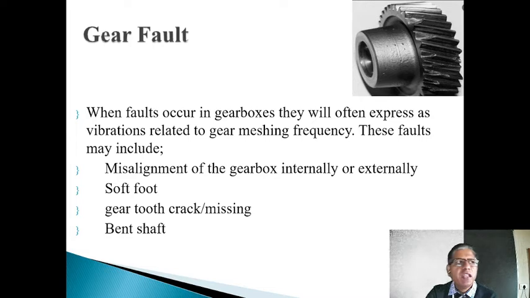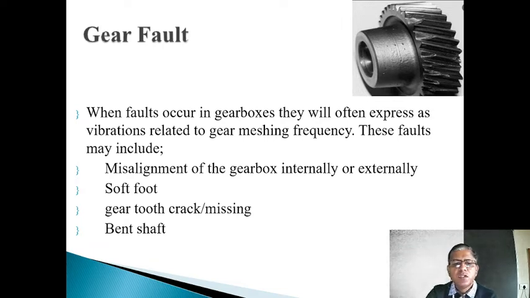Then another very common machine failure is because of the gear failures. Gears or gearboxes are very important components of any industrial machine, because they reduce the speed and at the same time increase the torque. Gears are also very important. They also shoulder a lot of torque and load on their own.